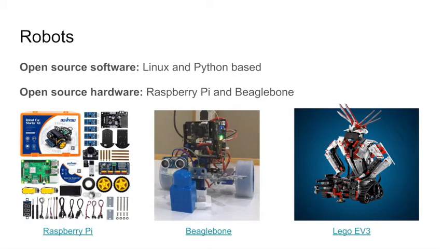So since BluPants is based on open source software and hardware, you got a couple of options there. You can, for instance, buy a Raspberry Pi robot kit, build it on your own, and use the BluPants image after flashing a micro SD card, and it should work. Same thing for Beaglebones or a Lego EV3.